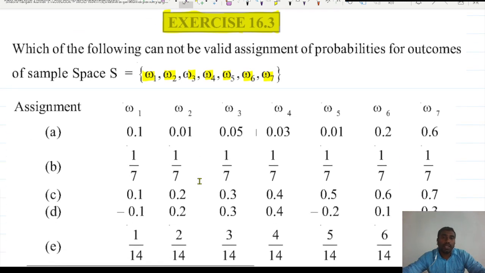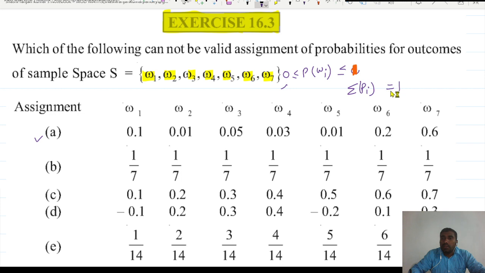First, option A. The probability of W1 is given as 0.1, fine. You know what the condition is? The probability of each individual outcome should always lie between 0 and 1, so it should be greater than or equal to 0, and its maximum value should be 1. Second, the sum of all the probabilities should always be 1. So the sum of the probabilities of all the sample points is always 1. These are the two conditions we have to check, and if it follows these two, then it will be acceptable.